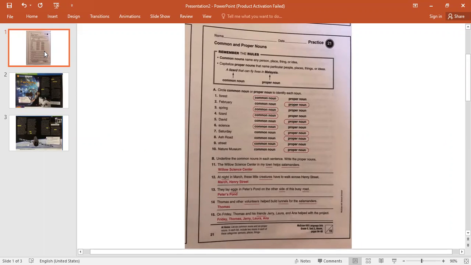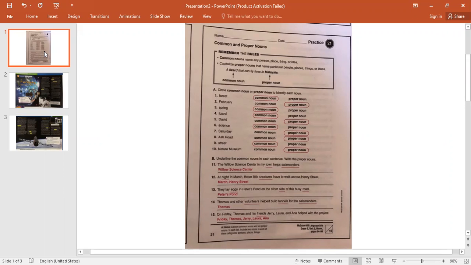Okay, so here's an example. A lizard that can fly lives in Malaysia. Here we have lizard is a common noun and Malaysia is a proper noun. If we had the name of the lizard, for example, it would be proper, all right, and capitalized. And here, if we had the word country instead of Malaysia, this would not be capitalized because it would be a common noun.